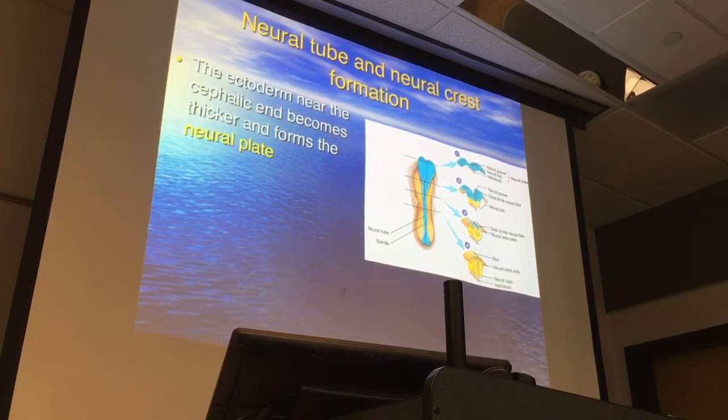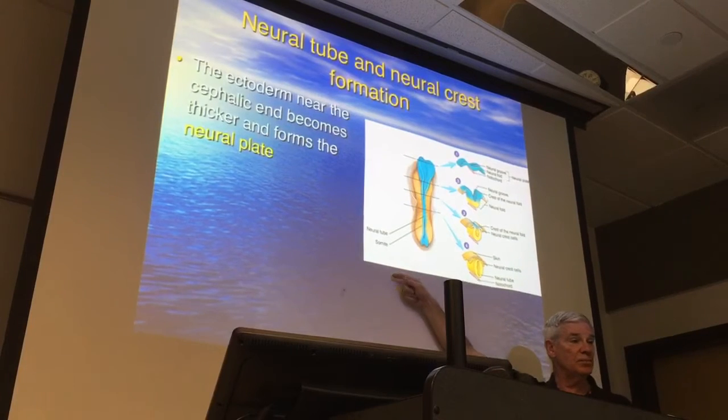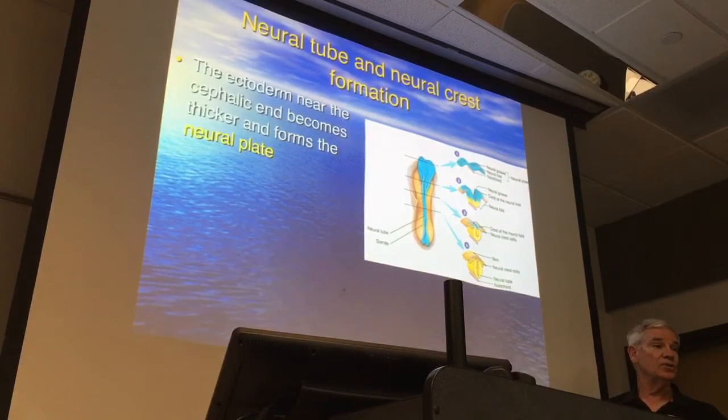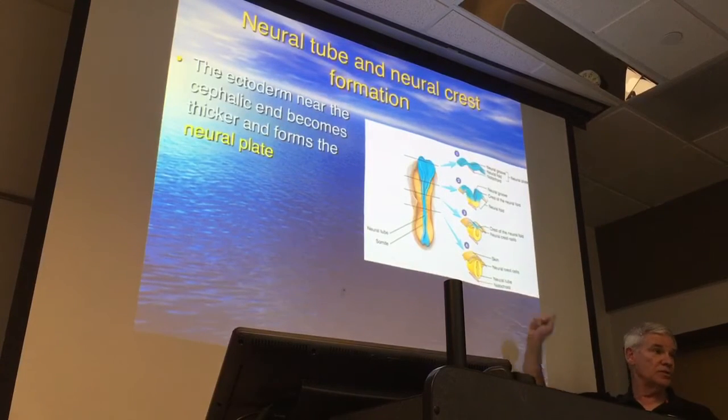That neural tube is your central nervous system. The anterior end is going to form the brain, the posterior end is going to form your spinal cord. And you'll notice it's hollow for the ventricles and the canal.